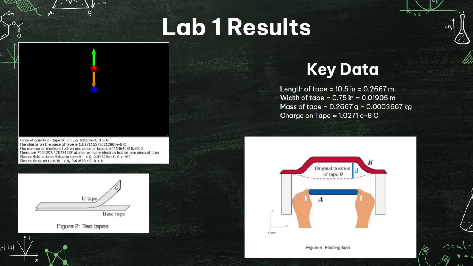As you can see here, there was a lot of data in Lab 1, and so I want to refresh you guys a little bit. In Lab 1, we had two U-tapes that we created, and we measured the displacement when we placed one U-tape next to another U-tape. Now, using these initial values, this length, this width, and this mass that we found, we were able to eventually calculate the force of gravity on the tape and the charge on each tape, with some assumptions, of course.